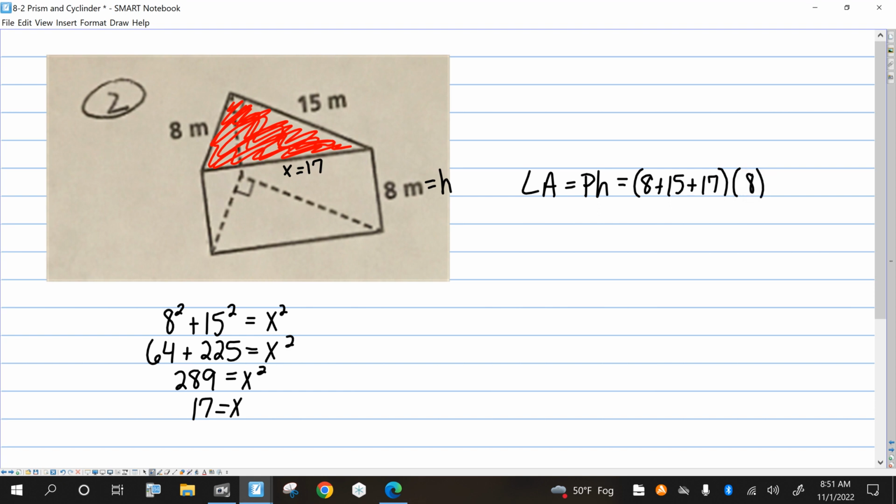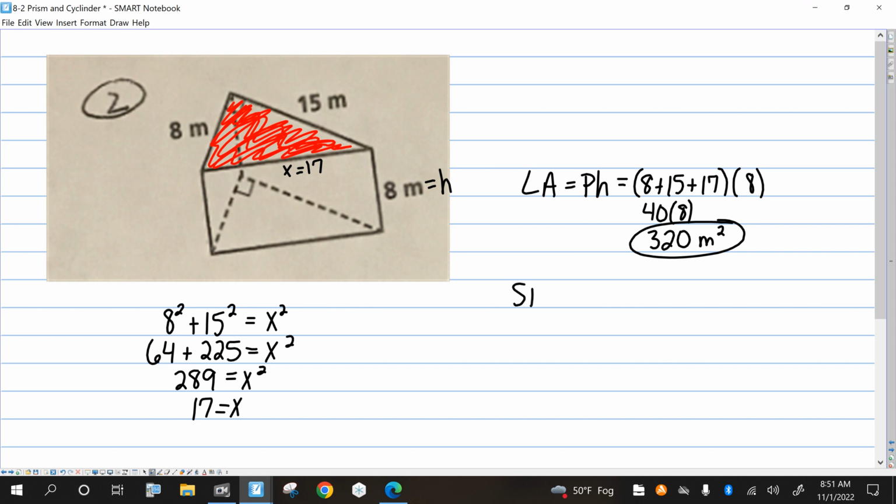No, it's not a rectangle. So we're adding up. What does perimeter mean? You add up all the sides, right? So in this case, we only have 3 sides, and we're going to add up those 3. All right, so grab your calculators. 8 plus 15 plus 17 is 40. And then times 8. Okay, then it's 320. And units on it? Meters squared this time, yeah. So close.